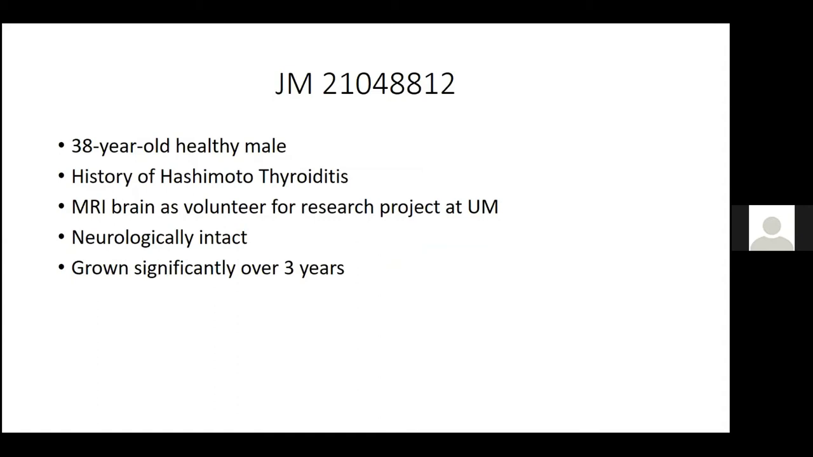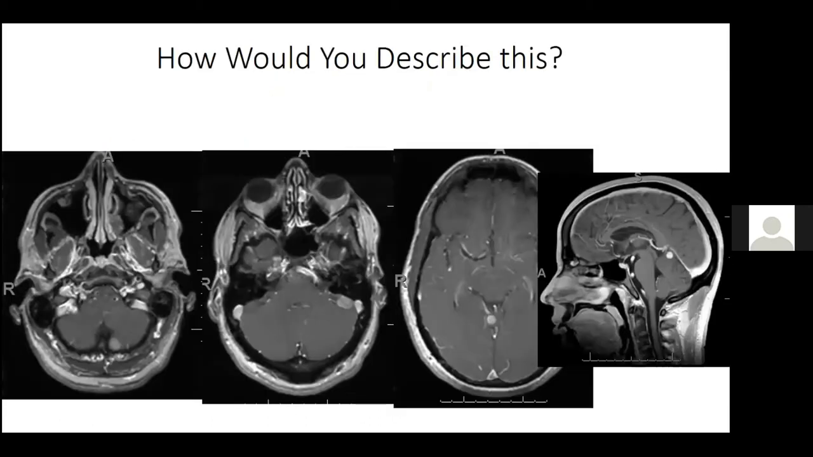Good morning. So this is a 38-year-old healthy male. He has a history of Hashimoto thyroiditis. He was a volunteer for a research project here at UM, but he had no symptoms, neurologically intact. So this is his initial MRI. This is from 3 years ago. So tell me what you see.